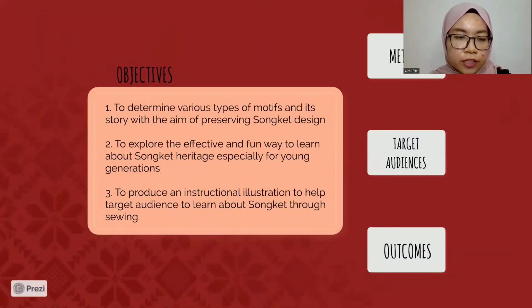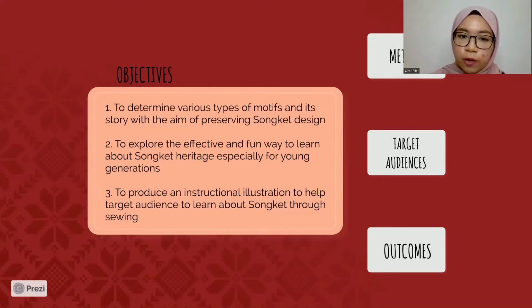For the creative strategy, we have objectives. The first objective of this project is to determine various types of motif and their stories with the aim of preserving Songket design. This way we will learn more about Songket motif and how it was developed and how it was made to be a motif.